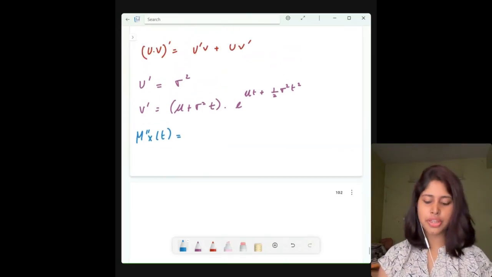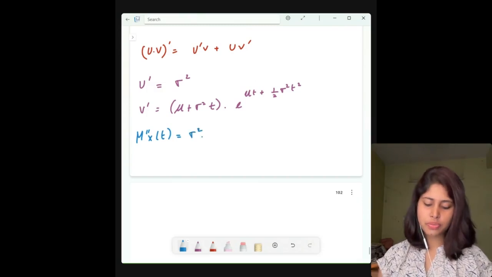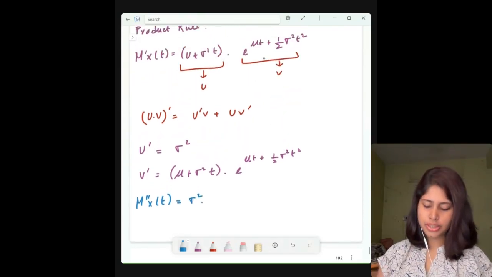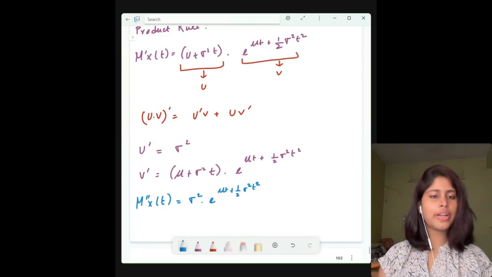First is u dash v, right? What is u dash? It is sigma square. And what is v? V is this part, that is e to the power mu t plus half of sigma square t square. Okay, u dash v done.